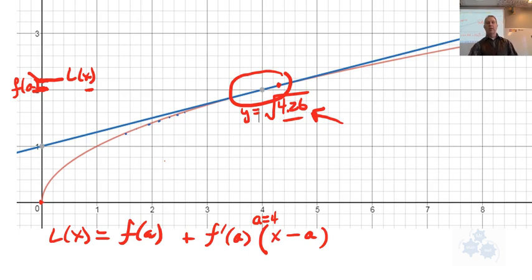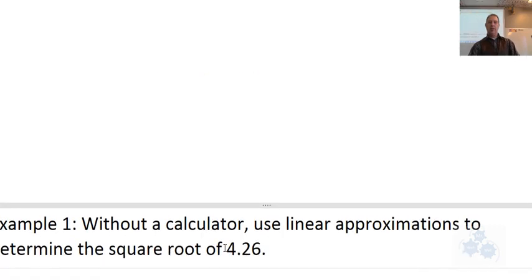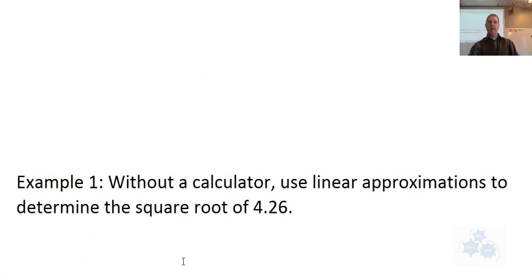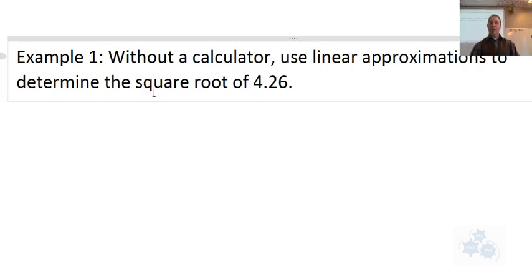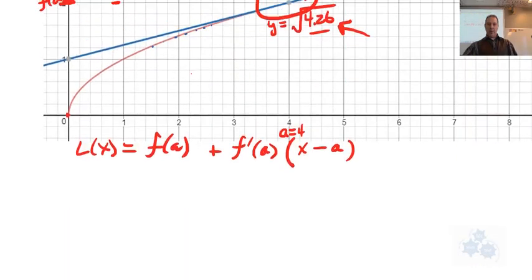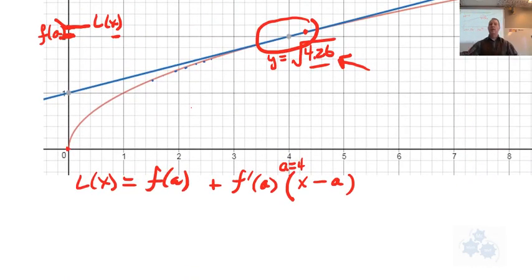So here's the question that we're going to be able to answer now. Without a calculator, use linear approximations to determine the square root of 4.26. And I've already shown you on the graph sort of what that would look like. So this is how you approximate. We're going to do this. This is going to be the linear approximation at 4.26. So this is the value right here, 4.26.